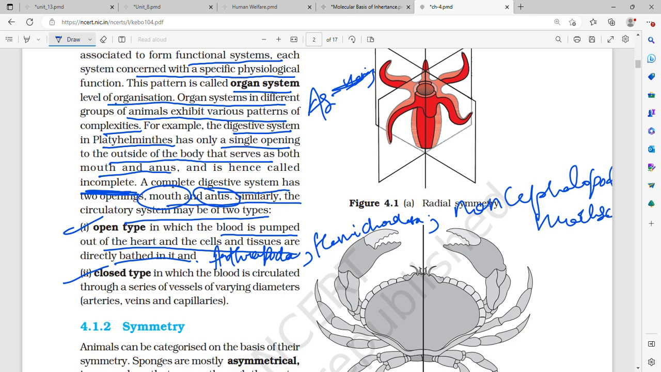In Annelida it is closed, in Mollusca also it is closed. Till Aschelminthes the circulatory system is not present. Closed type of circulatory system, in which blood is circulated through a series of vessels: arteries, veins, capillaries of varying diameters.